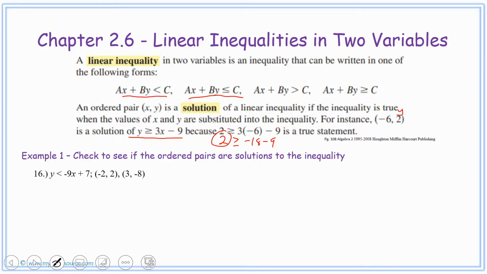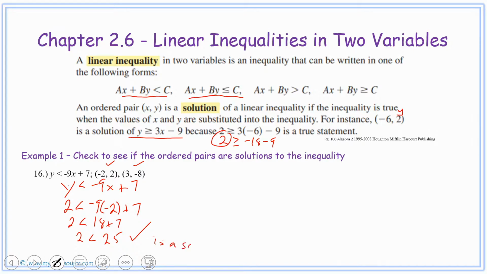In this example, we're just going to try to see if these two ordered pairs right here will satisfy this statement. So we have y is less than negative 9x plus 7. So if we try the first one in, we're going to say y is going to be 2. So it's 2 less than negative 9 times negative 2 plus 7. Well, remember, two negatives multiplied together will yield a positive. So that would be positive 18 plus 7. So it's 2 less than 18 plus 7. Oh, yes, it is. That's a true statement. So this one does satisfy, and it is a solution to that inequality.